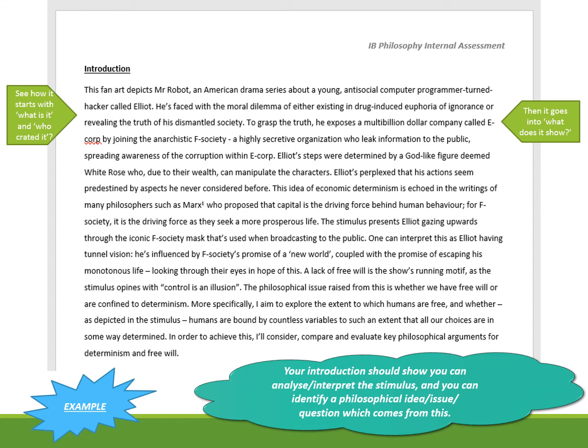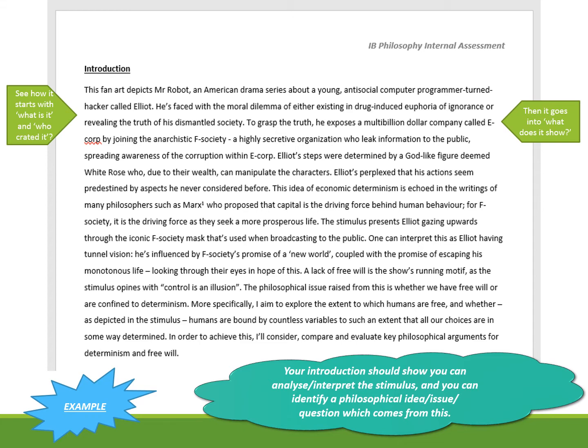So the very first line is the writer telling the reader what they are seeing. The second line is telling us more about what it shows us. What's the issue? So he's faced with the moral dilemma of either existing in drug-induced euphoria of ignorance, or revealing the truth of his dismantled society. To grasp the truth, he exposes, and then it goes on a bit more about the context of the image. Elliot's steps were determined by a godlike figure. So it's using determined.